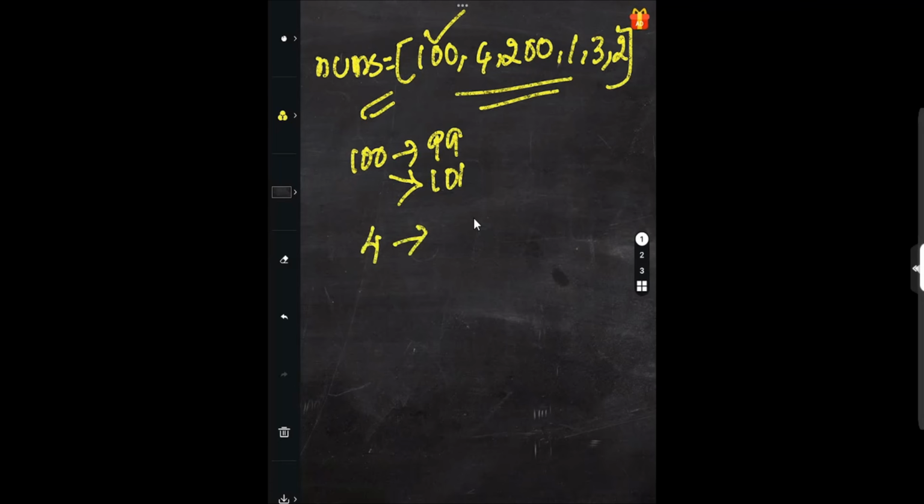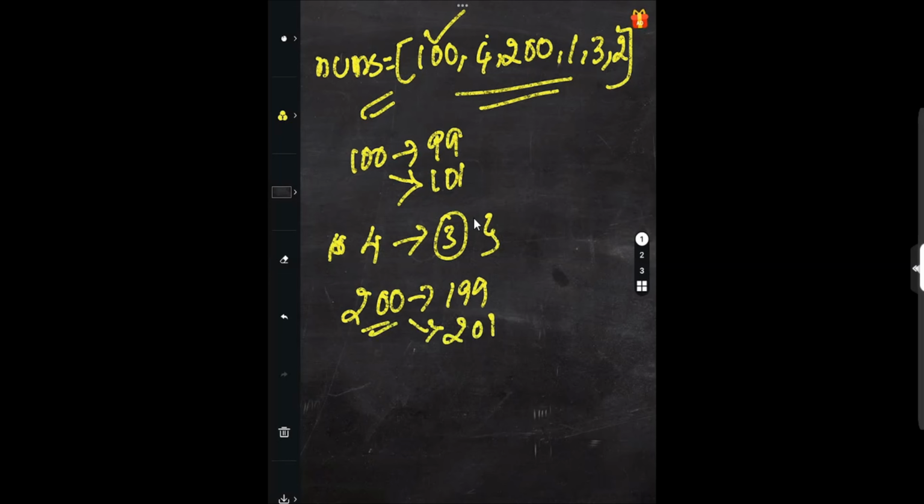Let's move to the next element, 4. We'll check for the previous number, 3. 3 is present in this one, so this is not the starting element, right? 3 is present, so this is not the starting element. So we will ignore this one. Now let's go with 200. Let's check whether 199, the previous number, is present or not. 199 is not present, so this will be considered the starting number, and we will check for the next number, 201. 201 is not present in the array, so we will ignore this one.